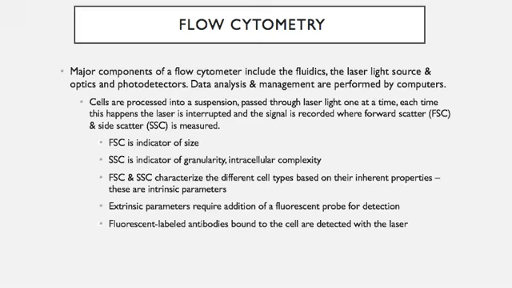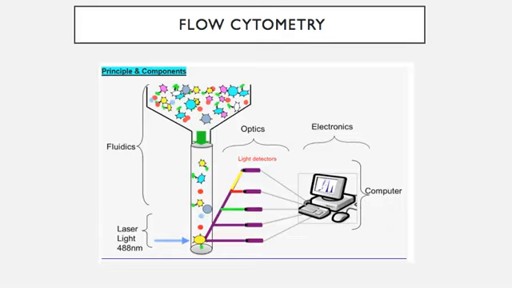Each time this happens, the laser is interrupted and the signal is recorded where forward scatter and side scatter are measured. So forward scatter is an indicator of size, side scatter is an indicator of granularity and intracellular complexity. And then those two, forward and side scatter, characterize the different cell types based on their inherent properties. So those are what are considered your intrinsic parameters. And then extrinsic parameters require addition of a fluorescent probe for detection. So you've got fluorescent labeled antibodies bound to the cell that are detected with the laser.